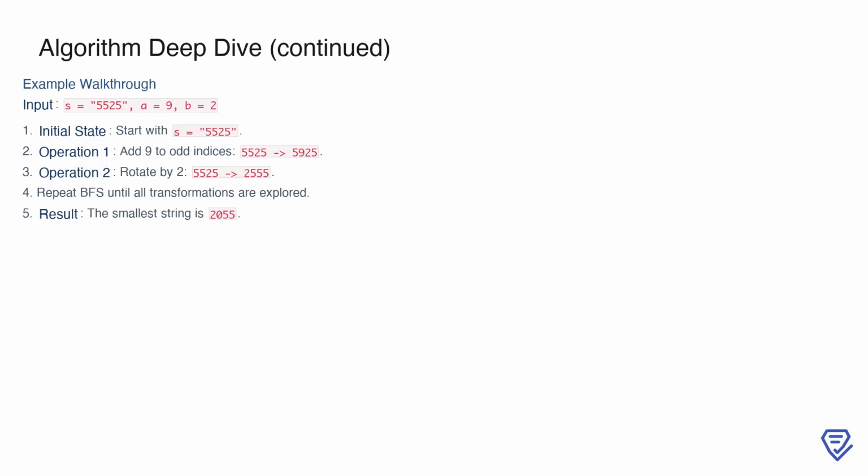Using BFS, we repeat this process, exploring all possible transformations. As we continue, we track the smallest string encountered. Eventually, after fully exploring the transformation space, we find that the smallest lexicographical string is 2055. This example demonstrates how the algorithm systematically applies the operations and ensures that no valid transformation is missed.